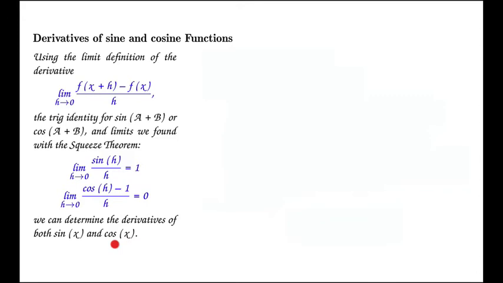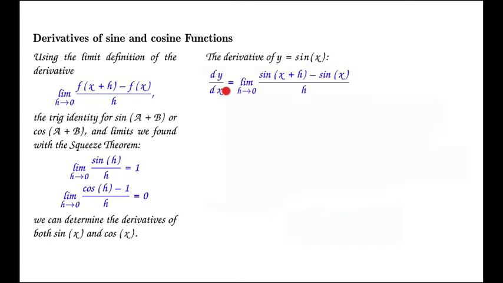So our example today, we'll look at the derivative of sine of x. Our first step will be to use this limit definition for our specific function sine of x. So we can write that dy dx is equal to the limit as h goes to 0 of sine of x plus h minus sine of x over h, f of x plus h minus f of x over h.